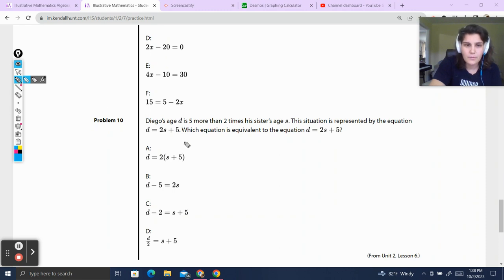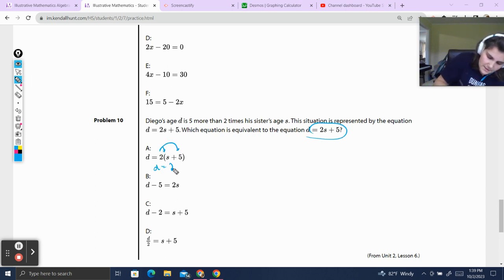Problem 10. Diego's age D is 5 more than 2 times his sister's age S. The situation is represented by the equation D is equal to 2S plus 5. Which equation is equivalent to the equation D equals 2S plus 5? So I'm going to try to rewrite these equations in order to see which one is equivalent. In this case, D is equal to 2S, but when I distribute my 2 plus 10, he does not match, so I cross it out.